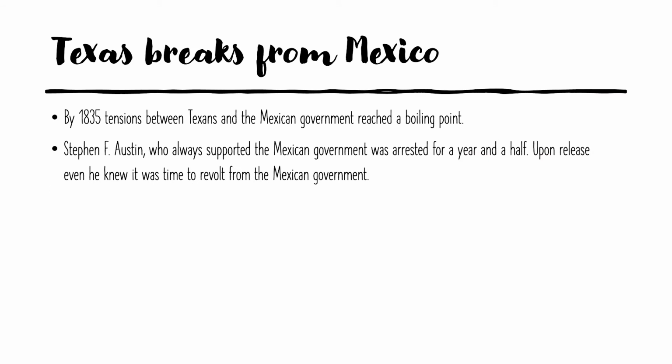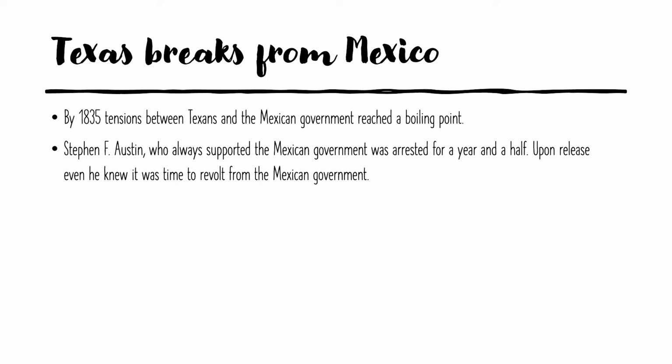Okay, so we're going to see Texas break from Mexico. By 1835, tensions between Texans and the Mexican government reach a boiling point. And so the big tip in this, especially when it goes from, okay, let's be loyal to Mexico, to, hey, it's time to fight.